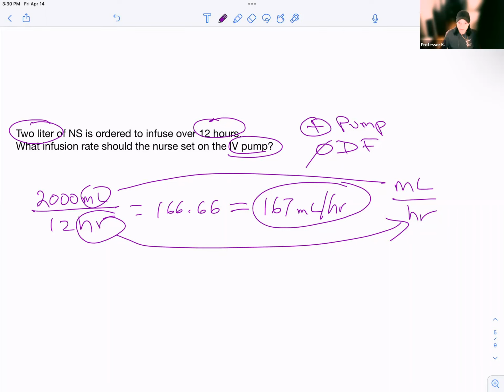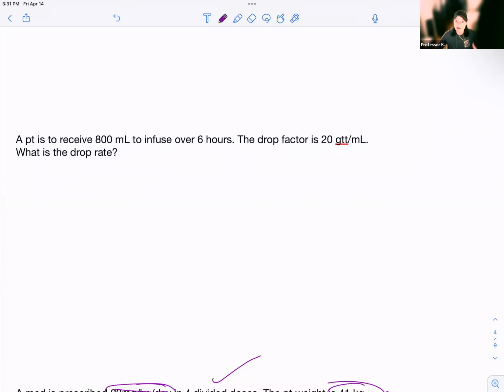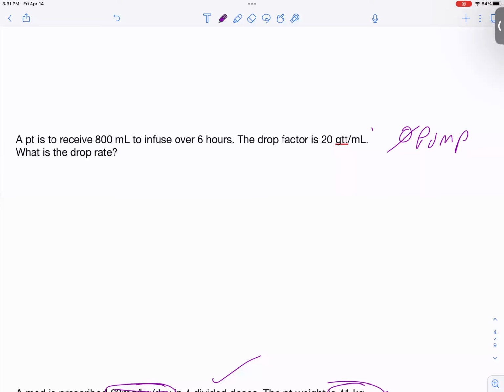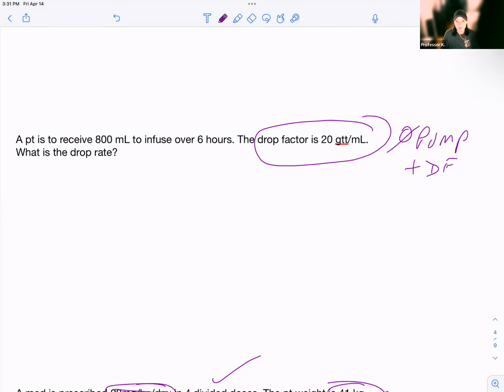All right, beautiful. When you see this on the screen, it says a patient is to receive 800 milliliters over 6 hours. The drop factor is 20 drops a milliliter. What is the drop rate? What's missing from this question? There's no pump being used, right? Yeah. And they give me a drop factor. So what am I solving for? What's my wanted?